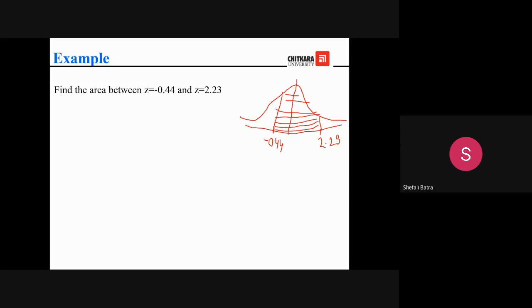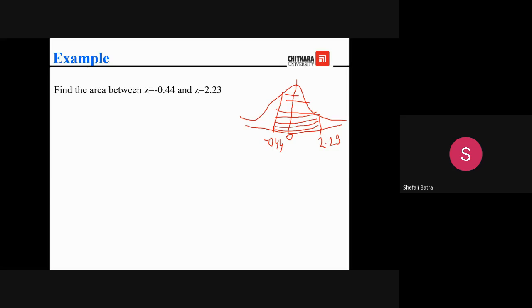So you will be writing it like minus 0.44 to 0. This point is your 0. Mu is equal to 0. This is the mean. Minus 0.44 to 0 plus 0 to 2.23. Because it is area, so as much area as there is here, the same area will be on this side.